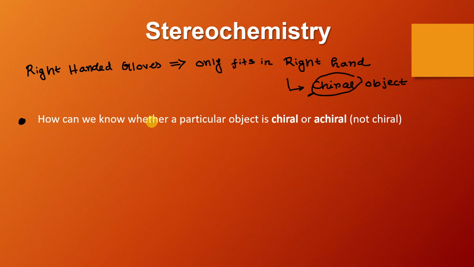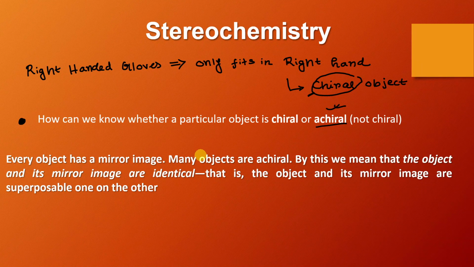Now the question is, how can we actually identify which object is chiral and which object is achiral? The word achiral is totally opposite to chiral. Whatever objects are not chiral are called achiral objects. So what is the rule of thumb, or how do we know that this object is chiral and this object is achiral? There is a particular way, and using it we can identify this. Okay, so let's start to understand it. First of all, you should know what a chiral object is.